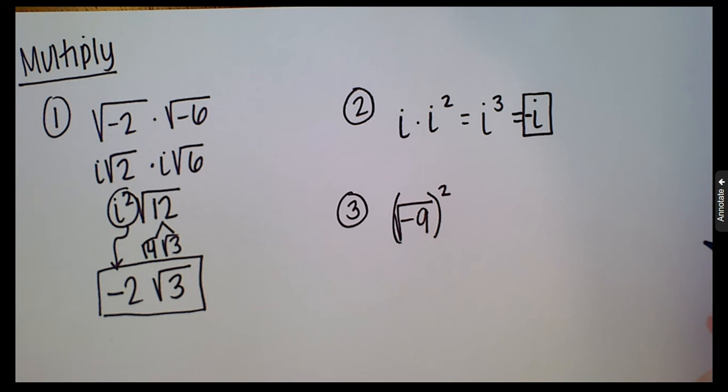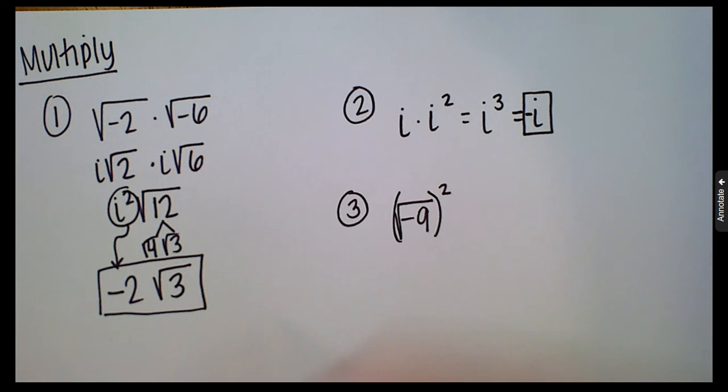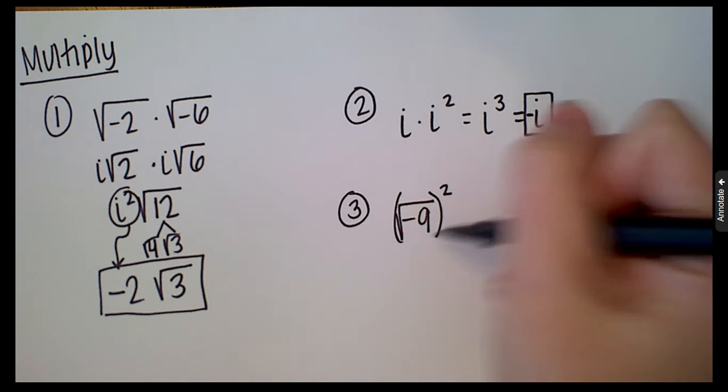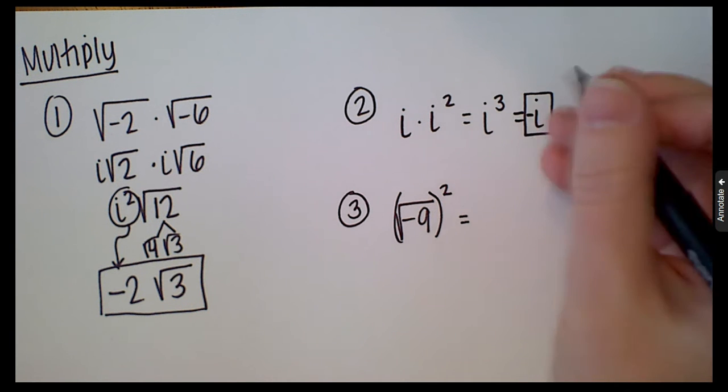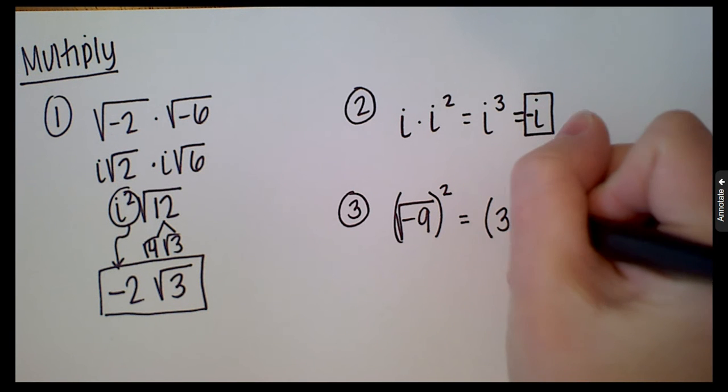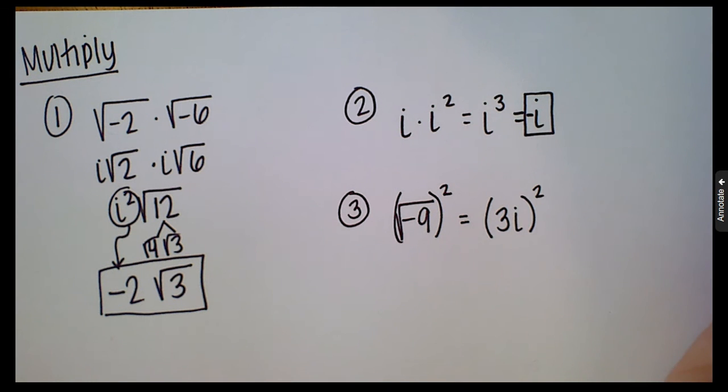But if I had something like the square root of negative 9, squared. Let's think of it logically. Before I square something, always take care of this, right? Always take care of that negative and turn it into an i. And I know the square root of 9 is 3. So I can rewrite this as 3i squared. Okay.